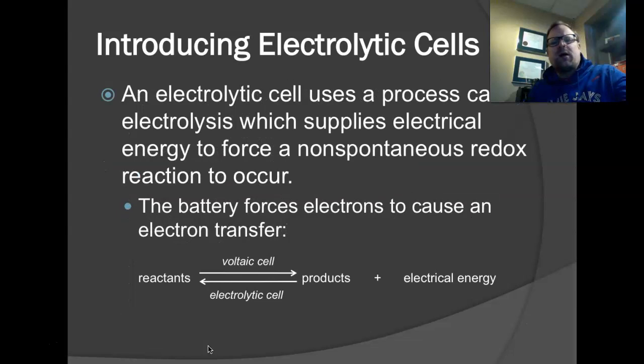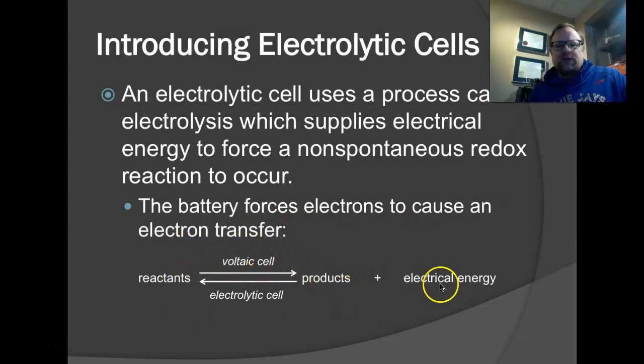So an electrolytic cell uses a process called electrolysis, which supplies electrical energy to force a non-spontaneous redox reaction to occur. I think the key word here is force that non-spontaneous reaction to occur. Like I said, if we don't hook this up to a power source and switch it on, nothing's going to happen. And so the battery forces electrons to cause an electron transfer. If we read this in the forward direction, from left to right, this would be a voltaic cell.